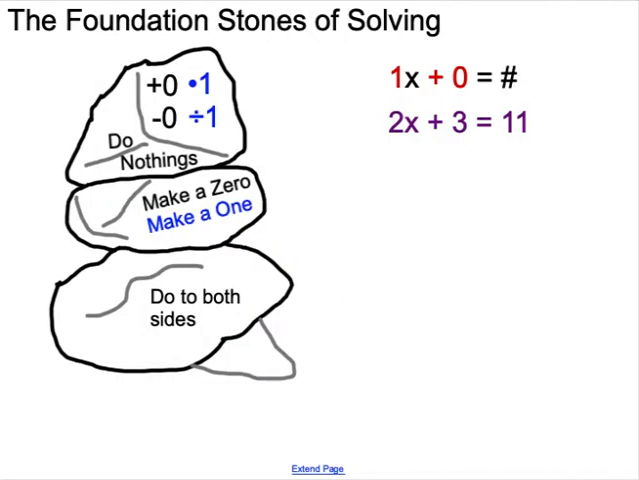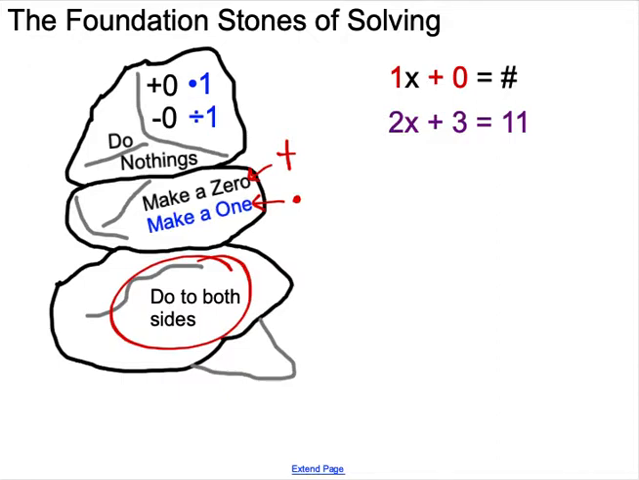So remember the foundation stones of solving. The most important thing here is that you do it to both sides. Now you want to make zeros and ones. You make zeros when you're dealing with addition, and you make ones when you're dealing with multiplication or division. And the reason you do that is because it creates do-nothings.